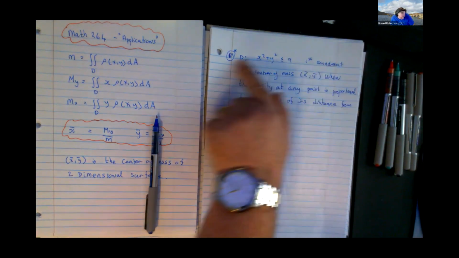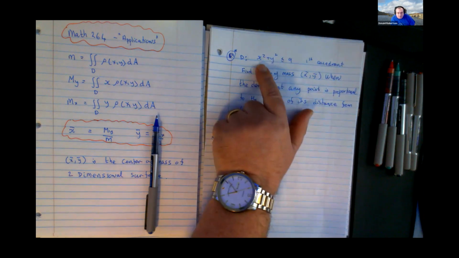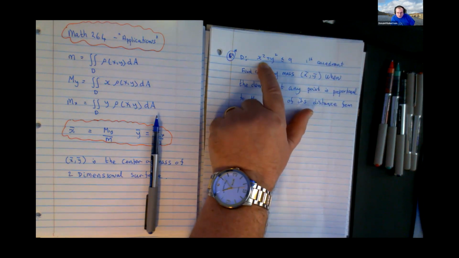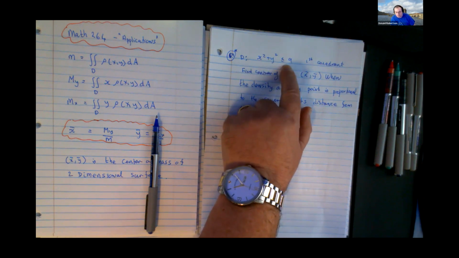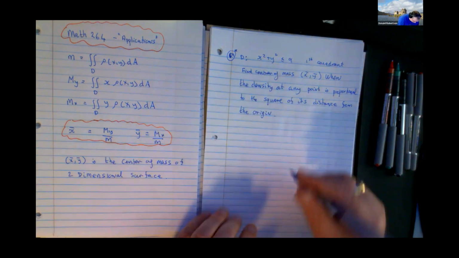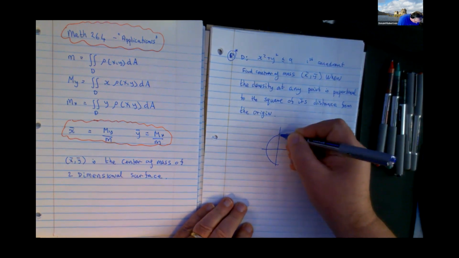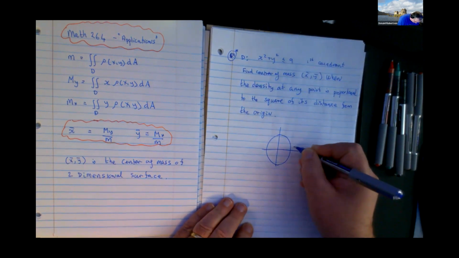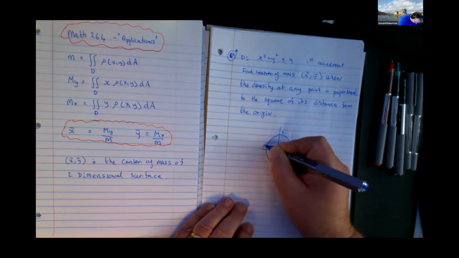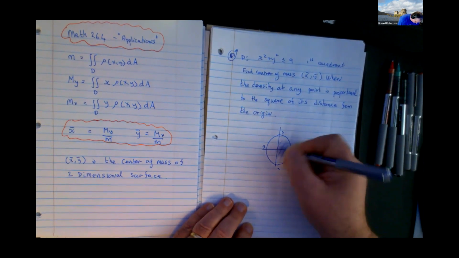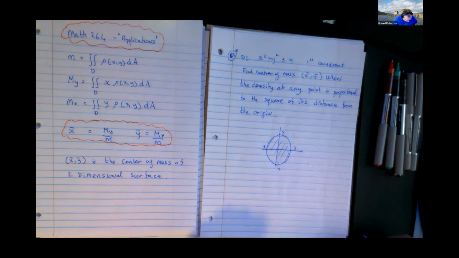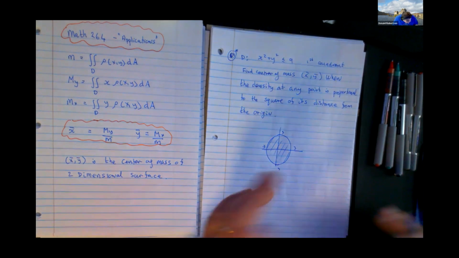So this is basically 9, but I've cut out some of it. The region D, the lamina, is basically a circle. And it's a circle radius 3. And if I wasn't sure of that, I could put it into Desmos and I'd find out. And we're being asked to find the center of mass, which is fine.